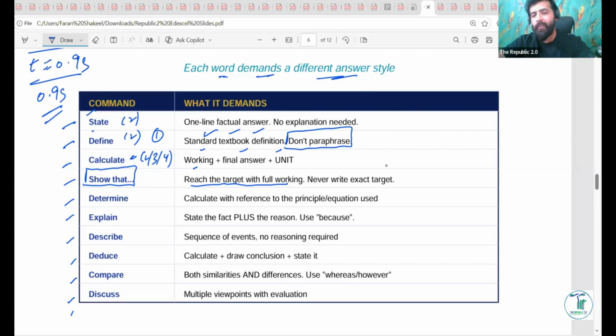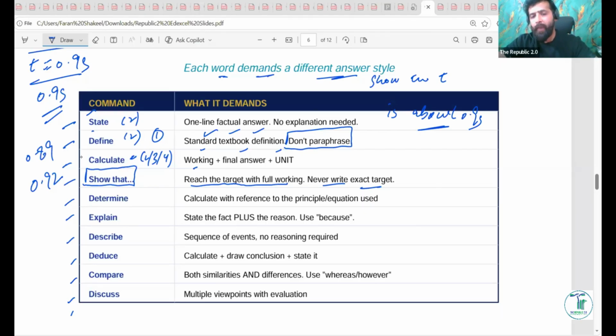So make sure that you never write an exact target. It could be 0.89, it could be 0.92, right? So close to that target. Rather, if he's asked you guys to show that time is about 0.9 seconds, about, right? About means that we need to get an approximate answer.